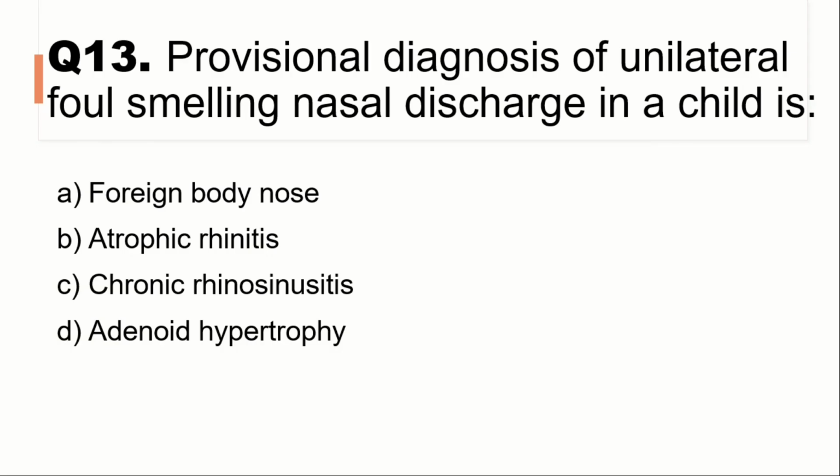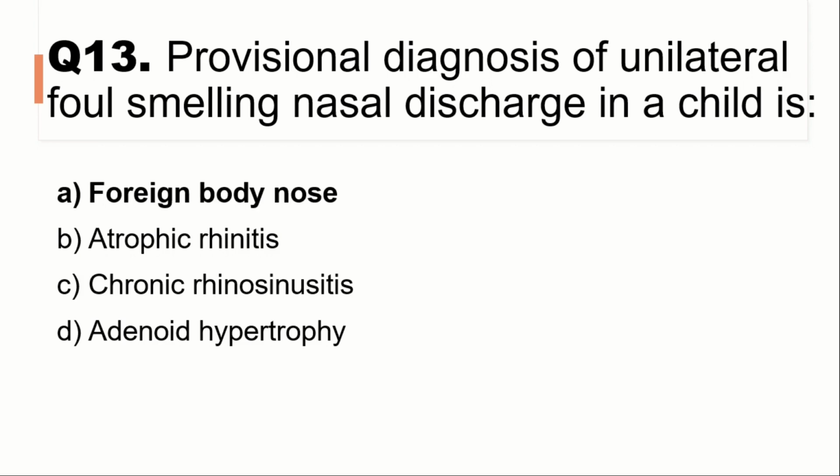13. Provisional diagnosis of unilateral foul-smelling nasal discharge in a child is option A. Foreign body nose, option B. Atopic rhinitis, option C. Chronic rhinosinusitis, and option D is adenoid hypertrophy. So the correct answer here is option A.